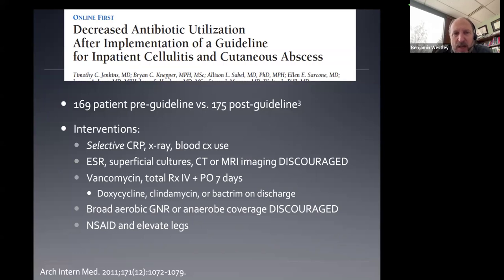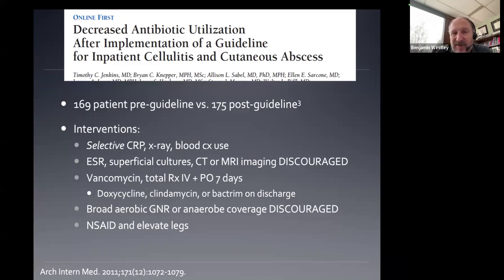They discourage CT or MRI imaging. They discourage superficial swabs of skin, which are not useful. We culture abscesses that are drained surgically. We don't culture surface skin. They tried to just use vancomycin. They were trying to get people away from broad gram-negative coverage, essentially.